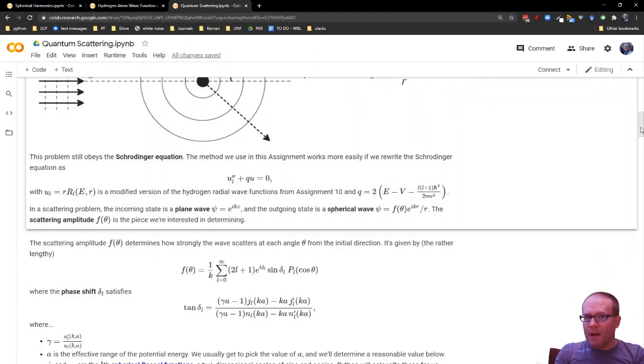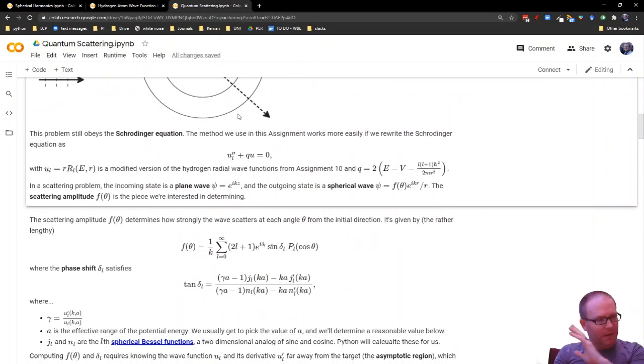So even though this is more complicated, even though this has some complex stuff going on, and it's a different picture, it still obeys a Schrodinger equation. So it still has this second derivative of the wave function equals a negative value, q, times the wave function here. This u here is a slightly modified version of the wave function. So instead of being just the radial part, it's r times the radial part. That just makes the math a little bit easier to set up.